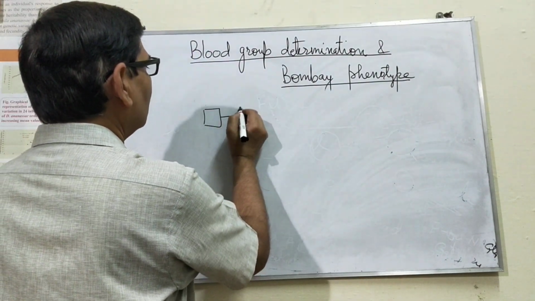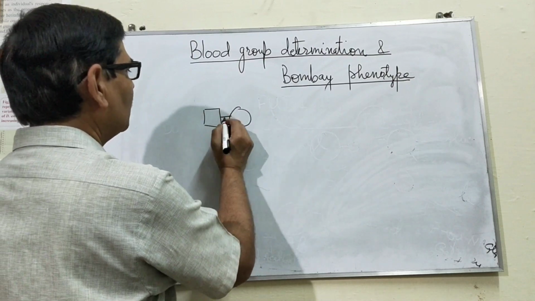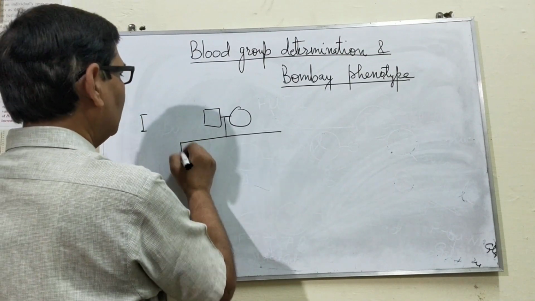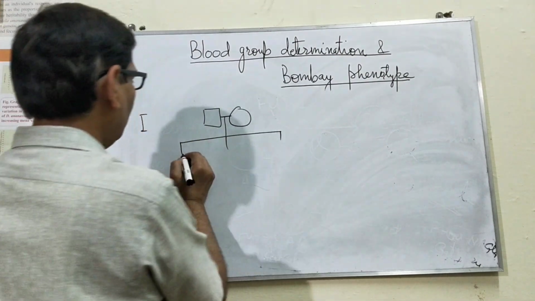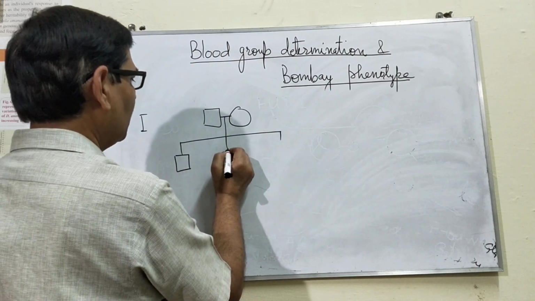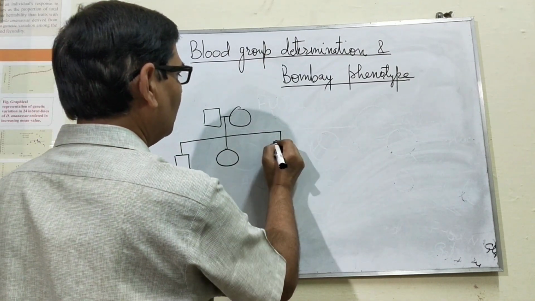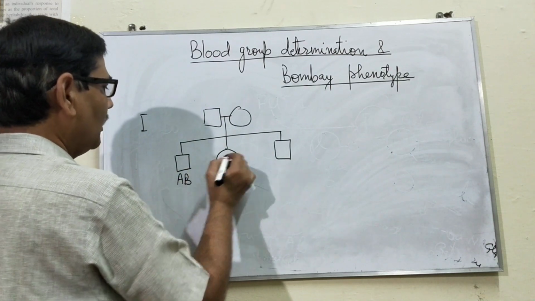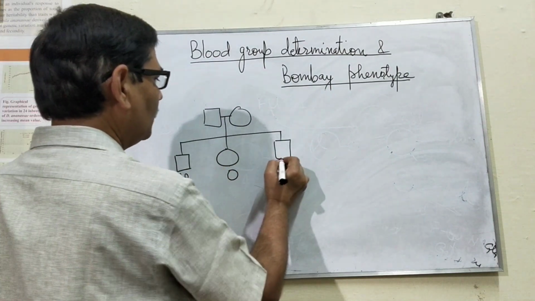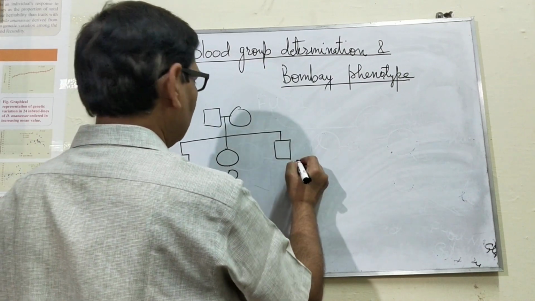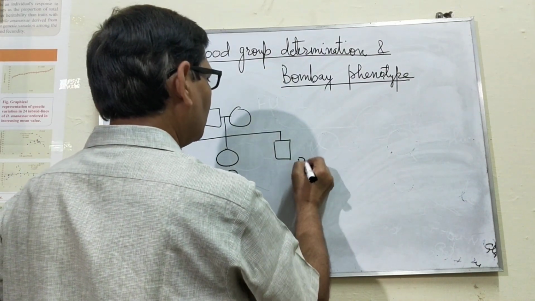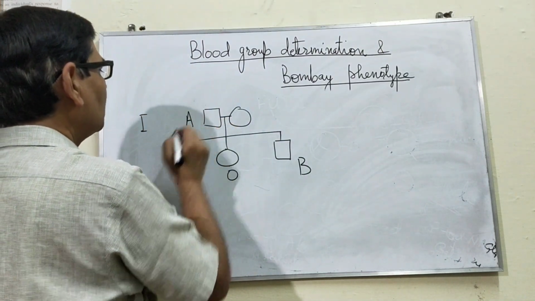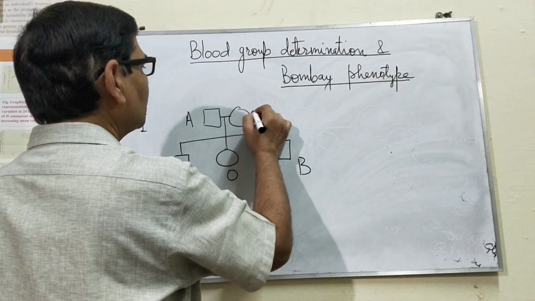Now in this pedigree, you know that this is for male, this one is for female. This first generation parents, they had 3 children. The first child was male, then a female, and again a male. Blood group of this male was AB, blood group of this woman was O, and blood group of her brother was B. And if you see the father's blood group of this woman, it was A, the mother's blood group was AB.